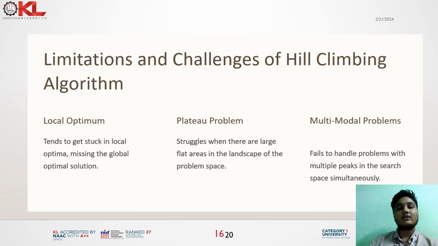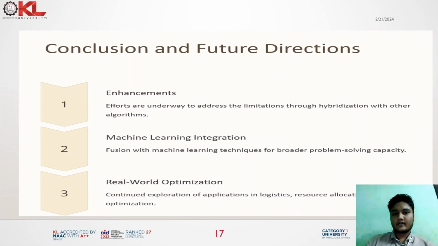Similarly, this one is also the hill climbing algorithm. Limitations and challenges, and the conclusion. Conclusion of the hill climbing algorithm. There are three types of conclusions: enhancement, machine learning integration, and real-world optimization. In enhancement, efforts are underway to address the limitations through hybridization with other algorithms. Machine learning integration means fusion with machine learning techniques for broader problem capacity. And real-world optimization means continued exploration of applications in logistics and resource allocation optimization.